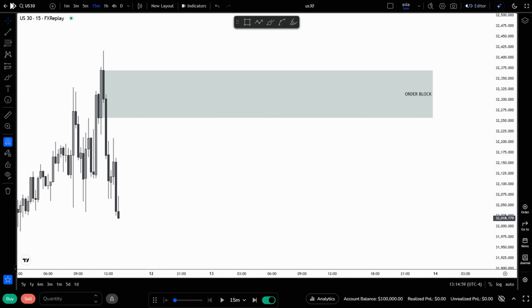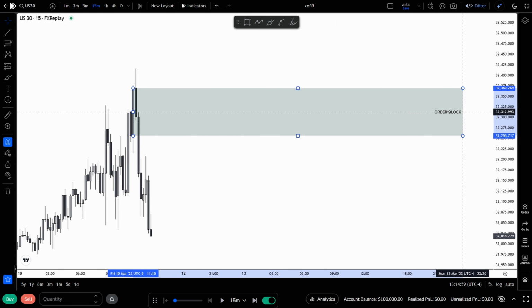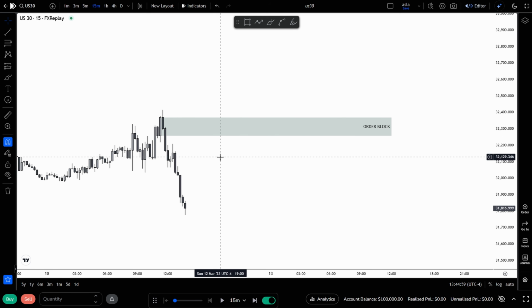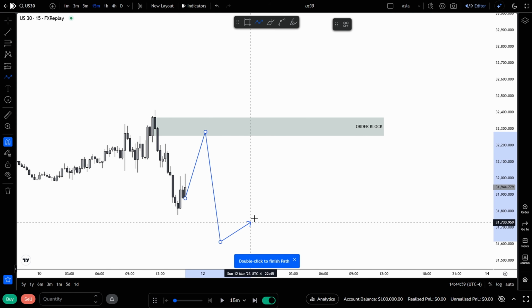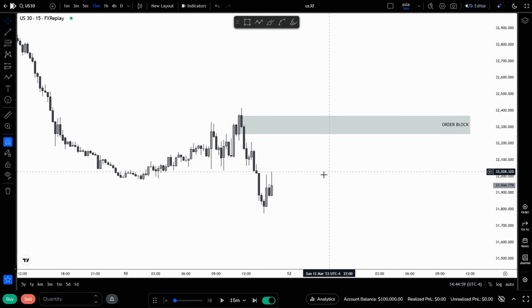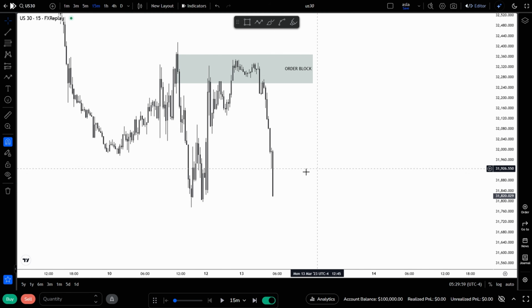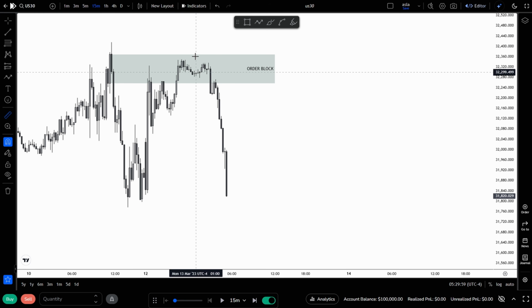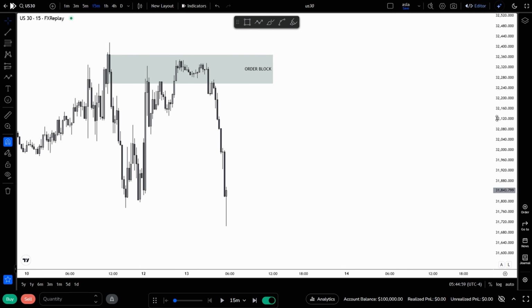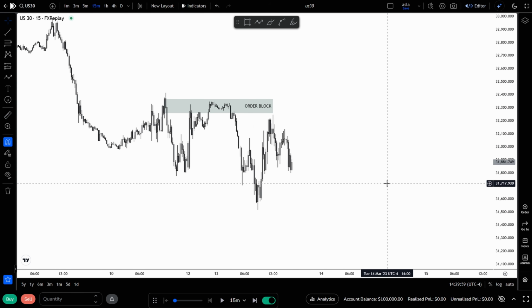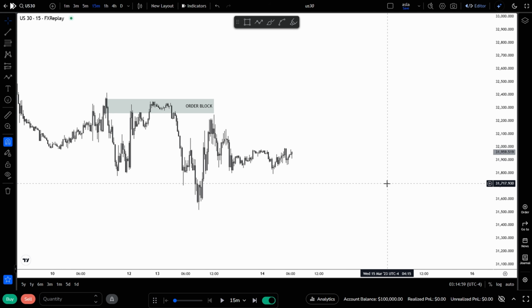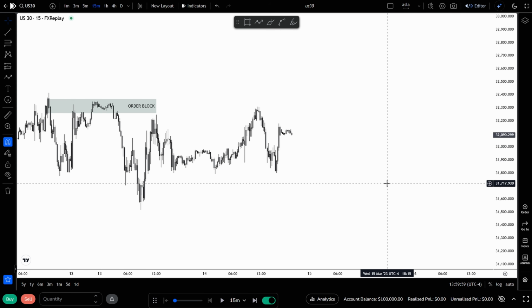So, guys, let's dive into our first example. In this example, we are looking at US 30 on the 15-minute chart, and I have already marked out an order block on the chart. Normally, when price forms an order block, we expect price to react from that level. Since this is a bearish order block, the general expectation is that price should get rejected from it and move towards the sell side. And if we watch what price does, we can see that price indeed gets rejected from this order block. That part is very basic and most traders already understand it.